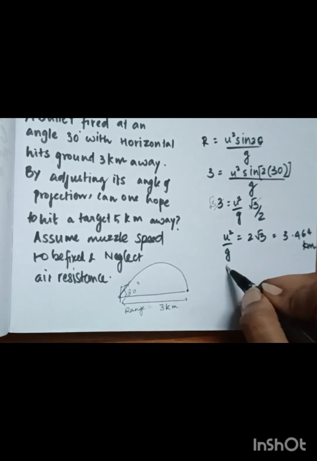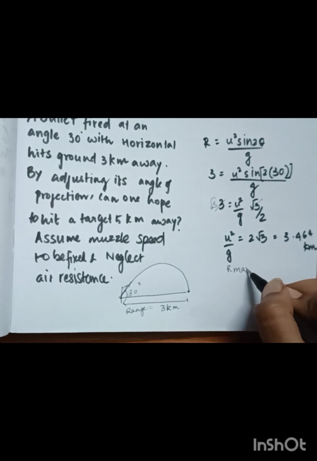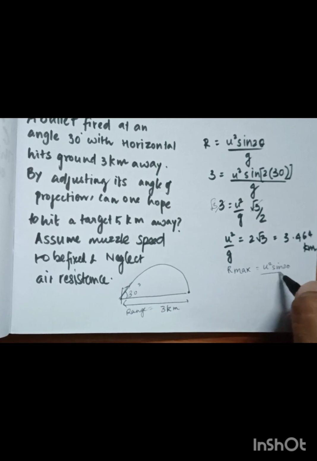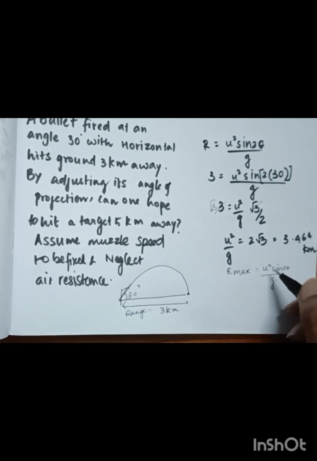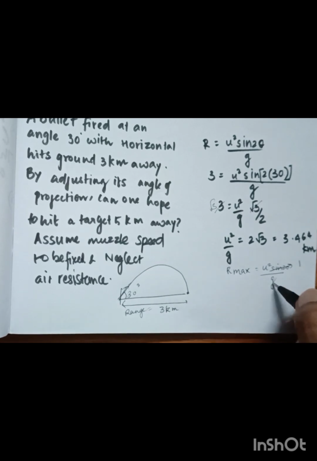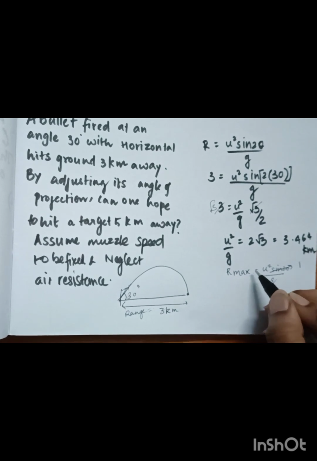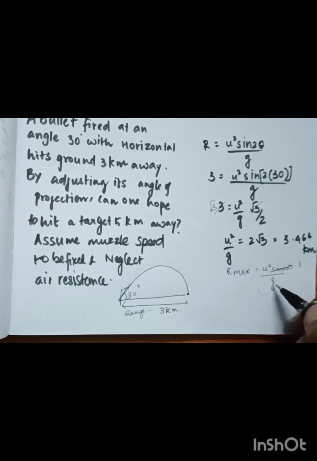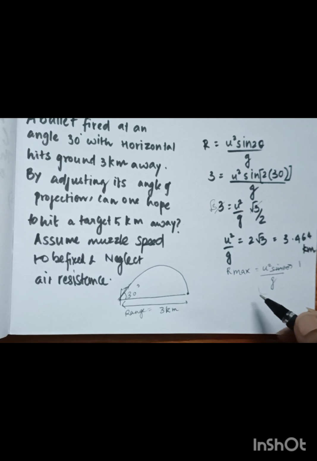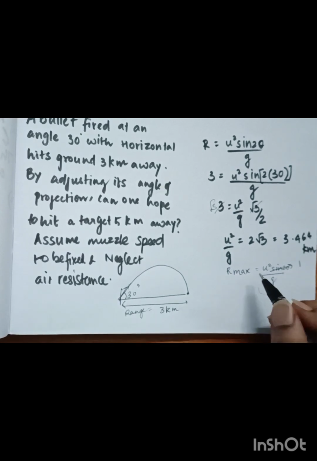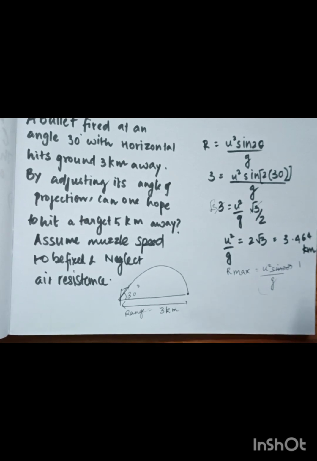Now we know the maximum range, R max equals U square sin 2 theta by G. When theta equals 45 degrees, sin 2 theta becomes 1, then U square by G is equal to R max, that is the maximum range. So R max is U square by G. And we know the value of U square by G from this, that is 3.464 kilometers. So its maximum range can be only 3.464 kilometers. So the bullet cannot hit the target 5 kilometers away.